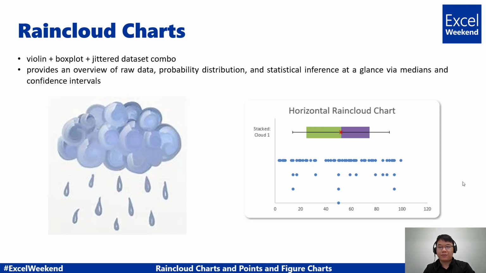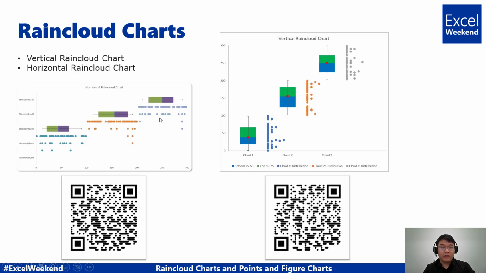So how can you plot a horizontal Raincloud chart in Excel? I have several blog posts on my website to show you step by step how you can use box plot, scatter plot, and error bar to plot the horizontal Raincloud chart like this, or vertical Raincloud chart like this. You can use these QR codes to go to the website and have a look and plot the chart yourself.